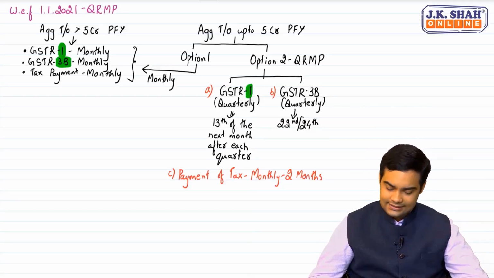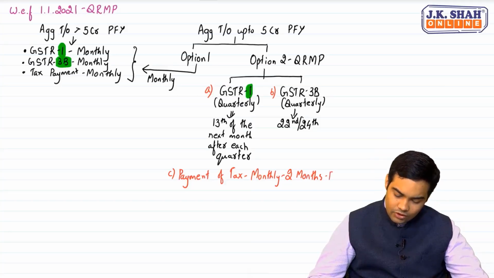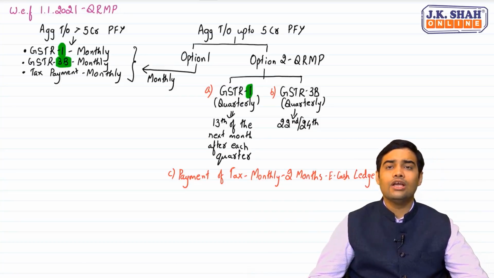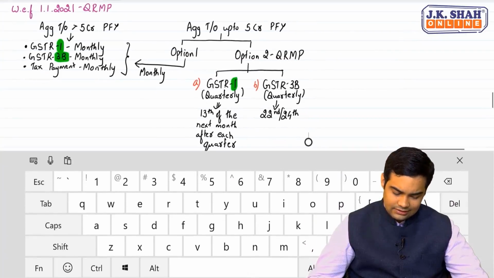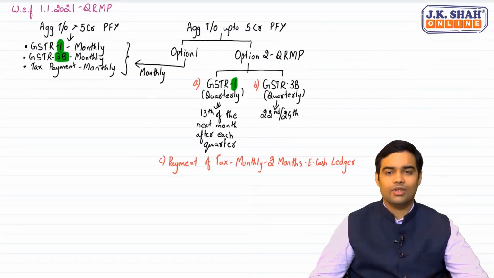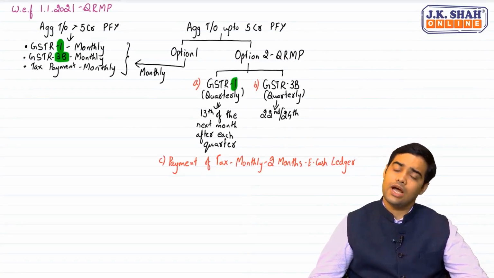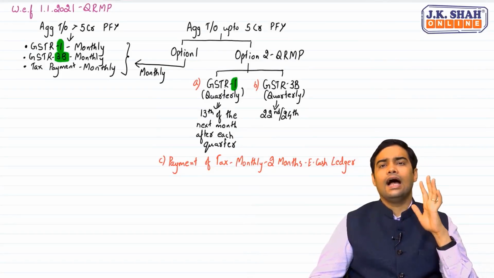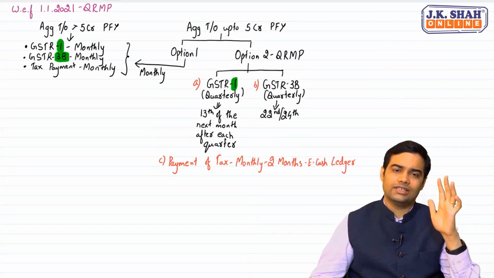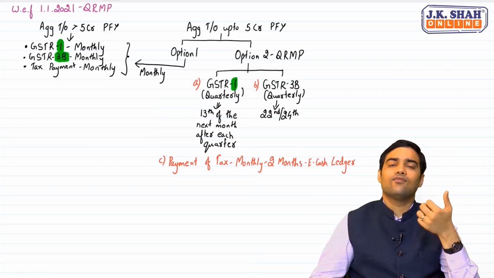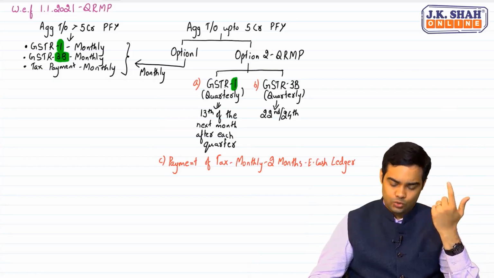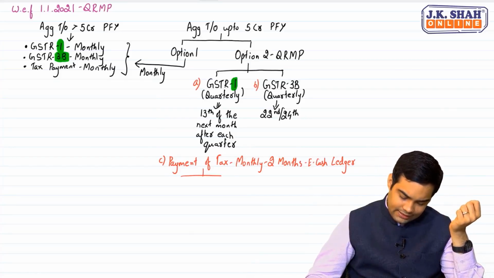The law says that for first 2 months, you have to deposit money in e-cash ledger. So money has to be deposited in e-cash ledger. You don't utilize it, it's just that you deposit that money in e-cash ledger. Now, let's understand how much money has to be deposited in e-cash ledger for month 1 and month 2. See, government has here also given you 2 options.